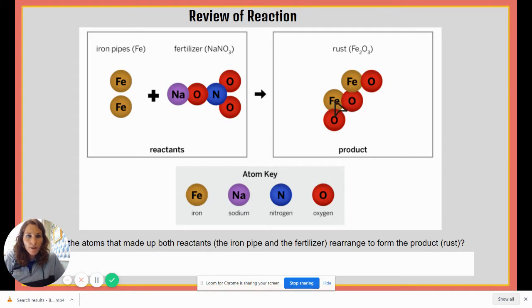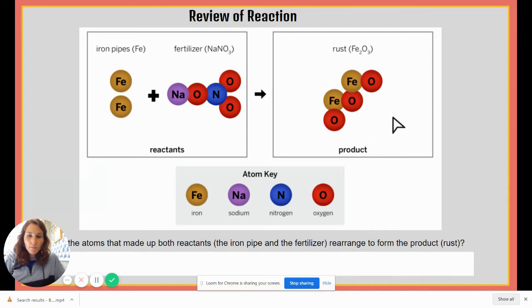So on the products, I've got 2 iron. I also have 2 iron on the reactant side. On the products, I have 1, 2, 3 oxygen atoms. And on the reactant side, I also have 1, 2, 3 oxygen atoms. But I do notice that I have a sodium atom and a nitrogen atom that's on the reactant side, but it is not found on the product side.